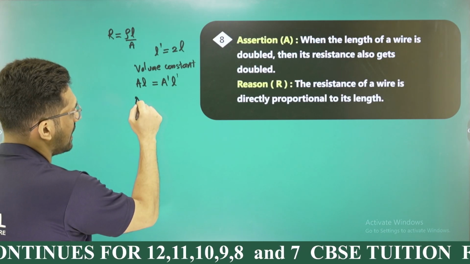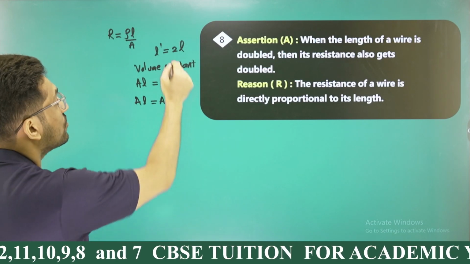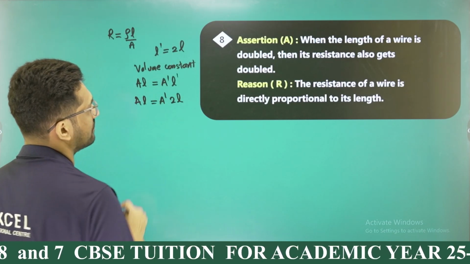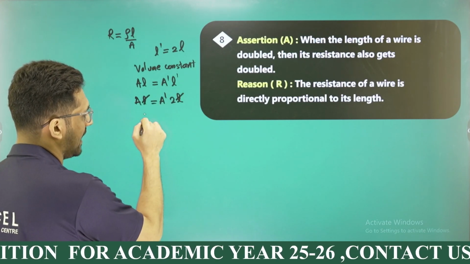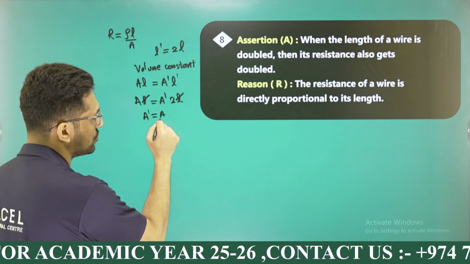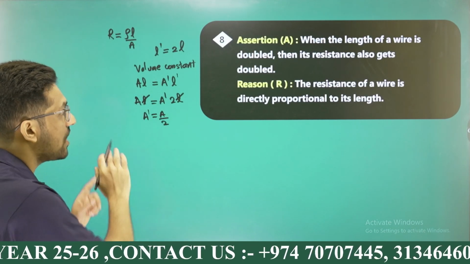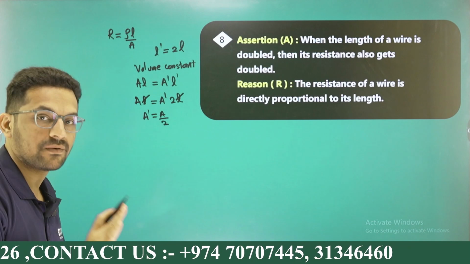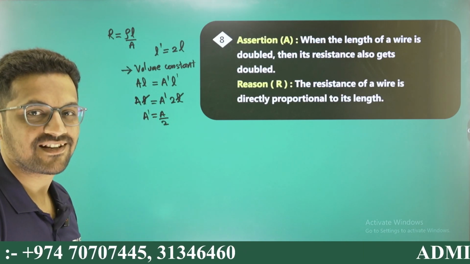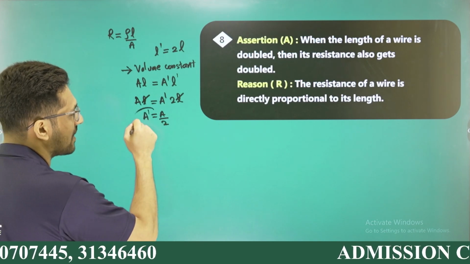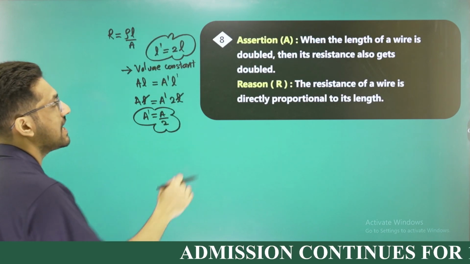Area into length is equal to new area into new length. What is the new length? New length is 2 times old length because it has doubled, right? Then this length L can be cut. What is A dash? A dash will be A by 2. From this, you will understand if length doubles, area becomes half. Why is that? Because volume is a constant. Right? Okay, so A dash becomes A by 2. Length doubles, area becomes half.